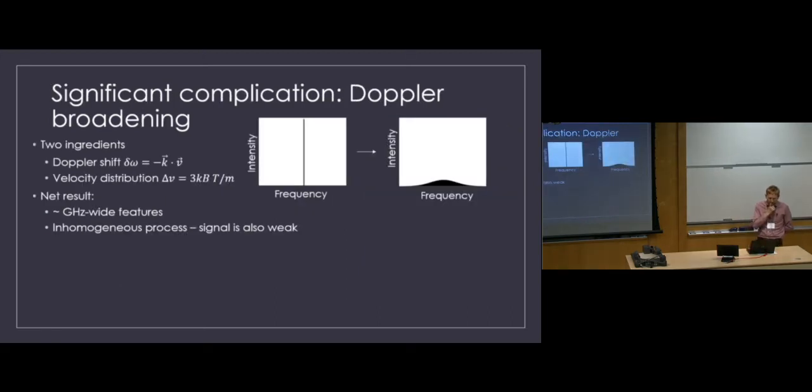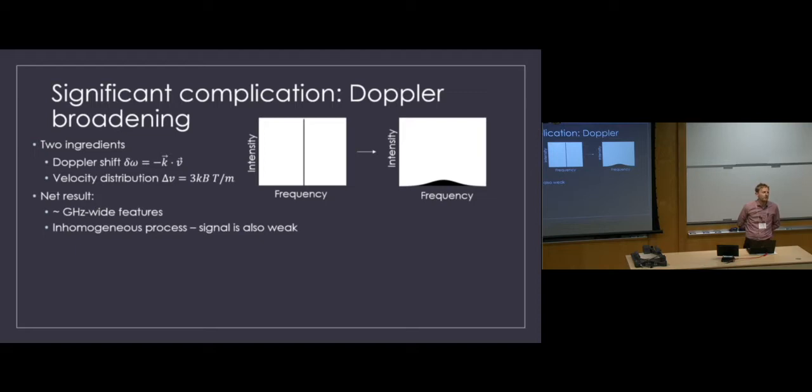Sounds great, but there's kind of a problem, which is the Doppler effect. You all know the Doppler effect. It's the same one as we hear when the ambulance drives by fast, right? The Doppler shift for an atom, you can write it as the dot product of the k vector of the laser and the velocity vector of the atom. If all the atoms had the same velocity vector, that wouldn't be a problem, but of course they don't.